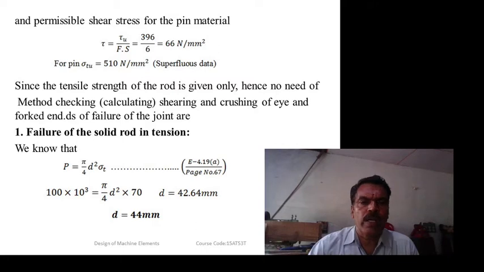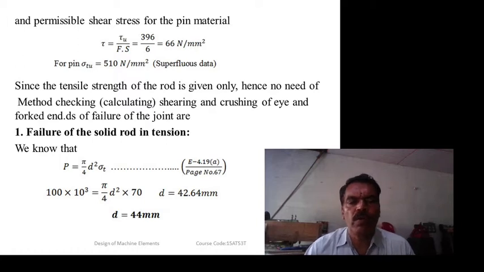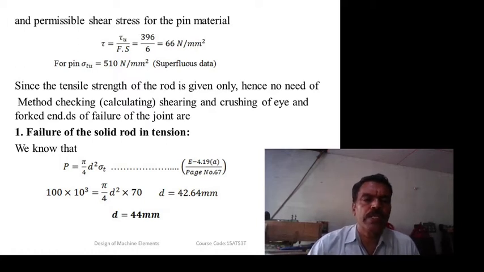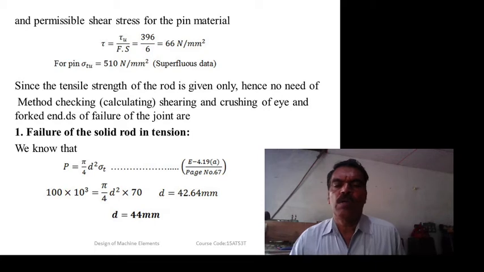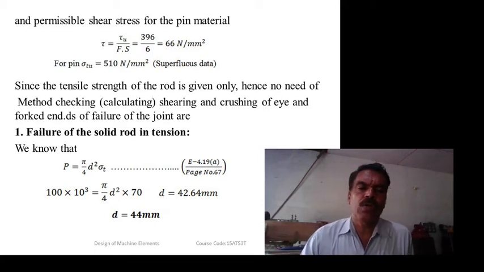Here, on the given data only we can calculate. What data is not given in the problem, leave it. Only concerned with the data, you have to calculate the different parameters. The first thing is failure of the solid rod in tension. The formula is load equal to area into tensile stress, that is sigma t. So P is equal to pi divided by 4 d square into sigma t, and d should be calculated first, using P equal to area into tensile stress.